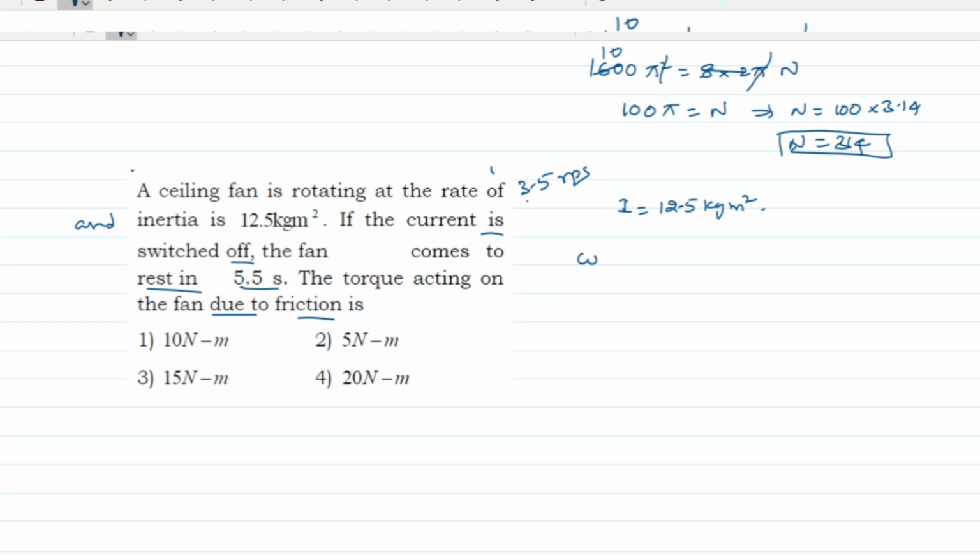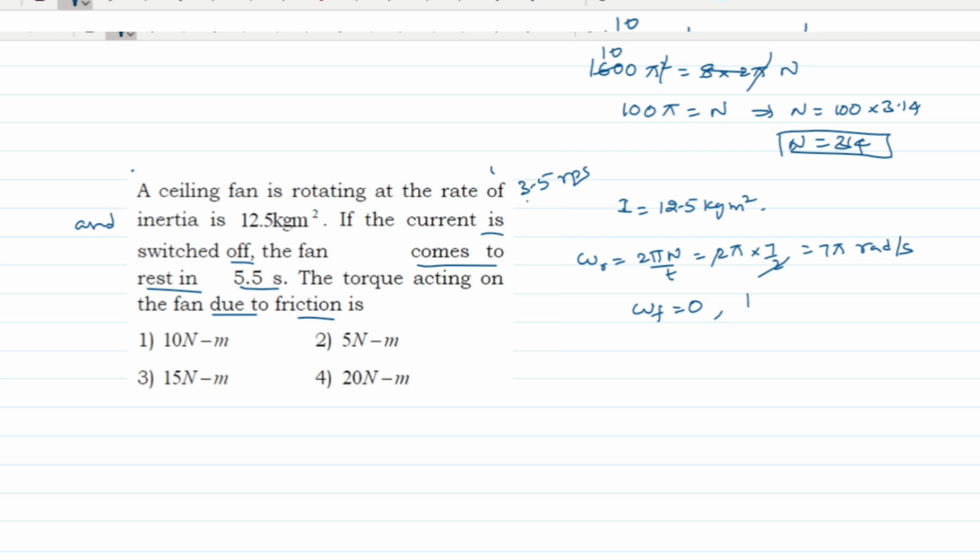Here in this case initial angular velocity omega initial will be equal to 2 pi n by t, which is nothing but 2 pi into 3.5 rotations per second. So 3.5 I am just writing as 7 by 2, so 2 gets cancelled, and you can take it as 7 pi radian per second. This is the initial angular velocity. Omega final value will be 0, as it comes to the rest.